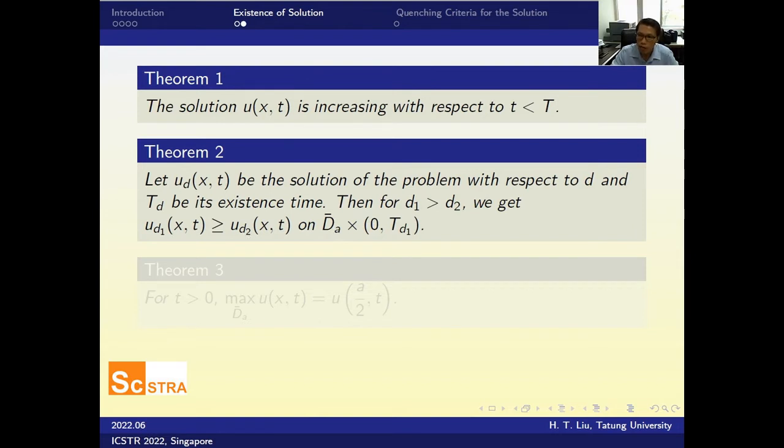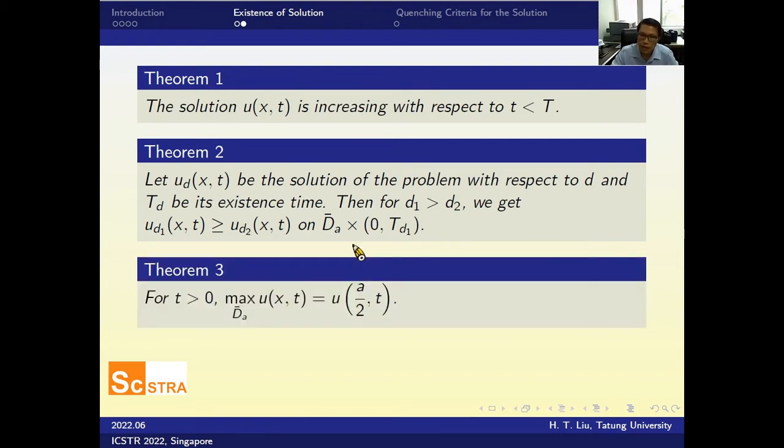Finally, according to the zero boundary condition at the two ends of the line, due to the symmetry, we expect that the maximum temperature will occur at the center. And that is what we prove: the maximum value of the function is always obtained at the point x equal to a over 2. It means that it is just in the middle of the interval that we are going to consider.